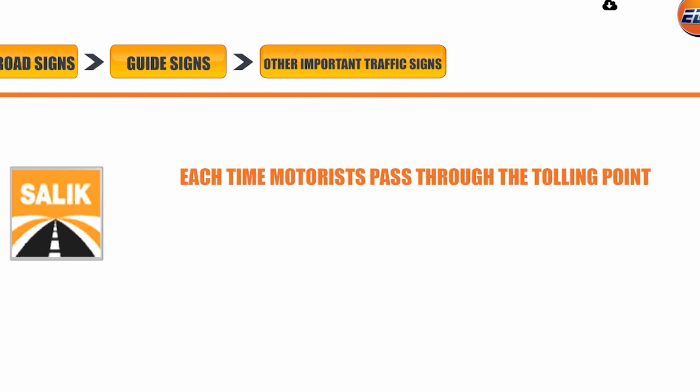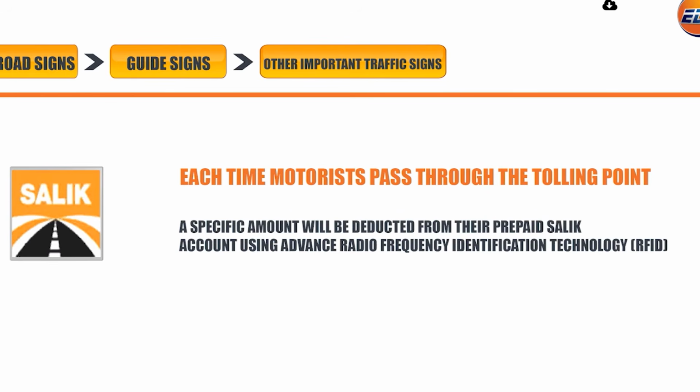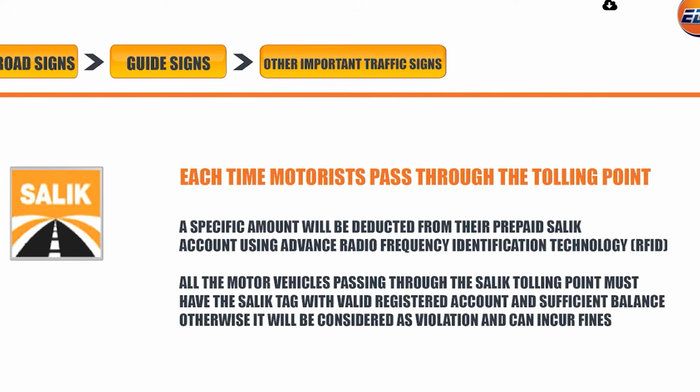Each time motorists pass through the tolling point, a specific amount will be deducted from their prepaid Salik account using Advanced Radio Frequency Identification Technology, RFID. All the motor vehicles passing through the Salik tolling point must have the Salik tag with valid registered account and sufficient balance, otherwise it will be considered as a violation and can incur fines.